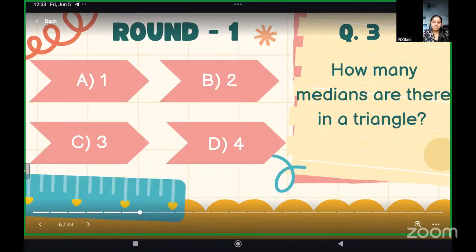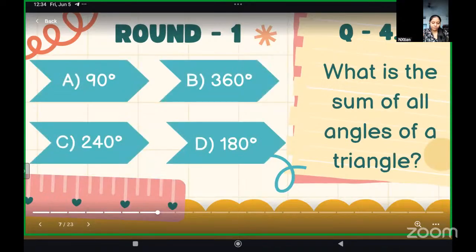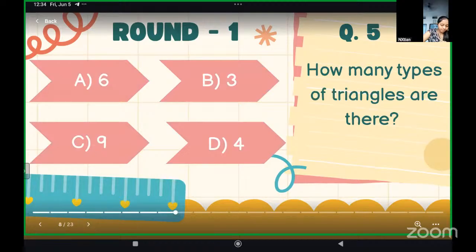How many medians are there in a triangle? For Johanna. 3. Okay. Next question for Hannah. What is the sum of all the angles of a triangle? Ma'am, D. Which one? Ma'am, D. Okay. When you're saying the answer, in the MCQ also, please say the full answer, option and the answer. Now, next one for Joshua.